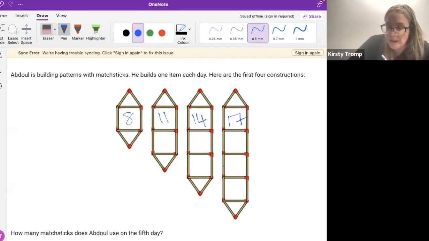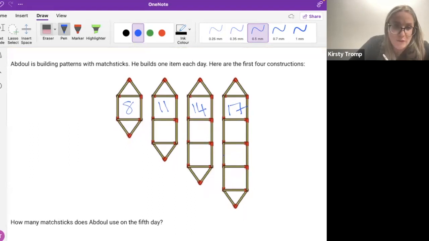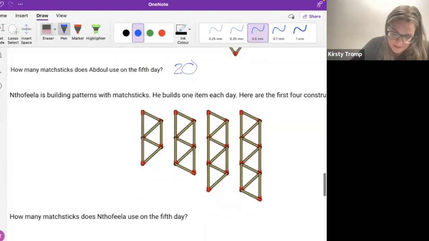So there were loads of people who got the 5th day right. We've got 4 days on my screen. You guys tell me, how many matchsticks on the 5th day? I saw Jaden gave me the right answer. Who else gave me the right answer here? Rito gave me the right answer a little bit earlier on. Good, I'm seeing loads of people. So on the 5th day, I've got 20 matchsticks. Well done, guys.